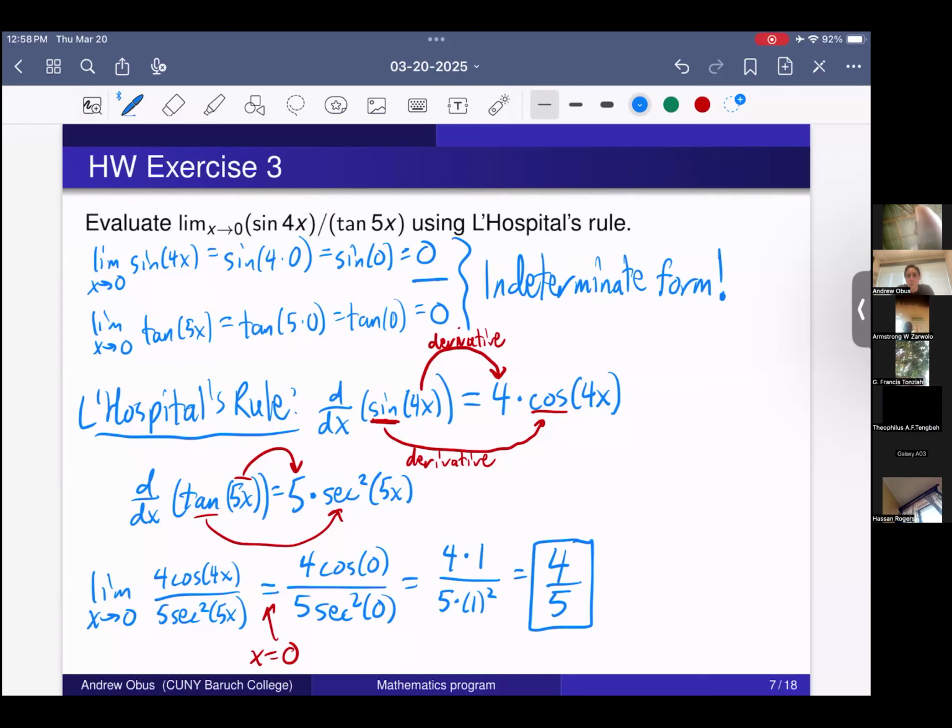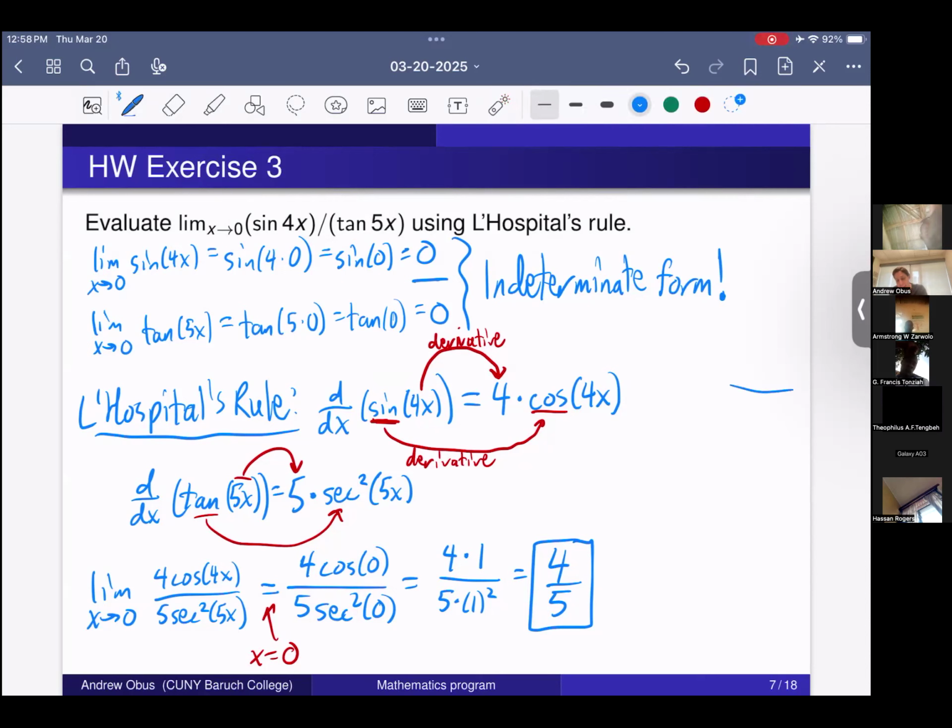We don't have to do any elaborate trigonometry. We do need to know a few things, right? We do need to know how to do the chain rule. We do need to know how to take derivatives of trig functions. And we do need to know that cosine of 0 is 1, and secant, which is just 1 over cosine of 0, is thus 1 over 1, which is also 1.